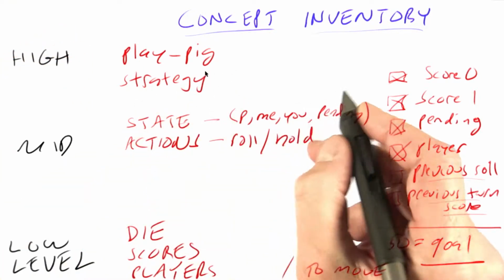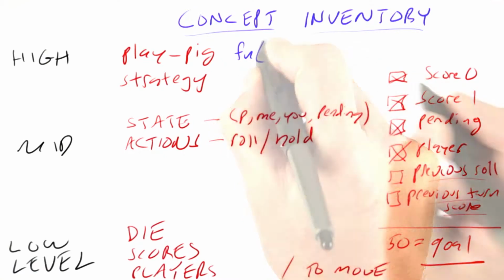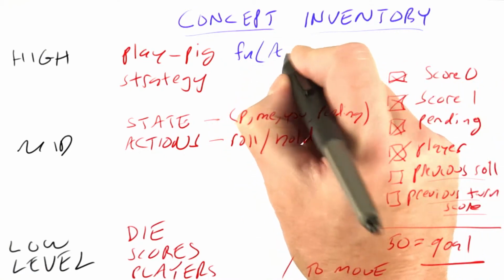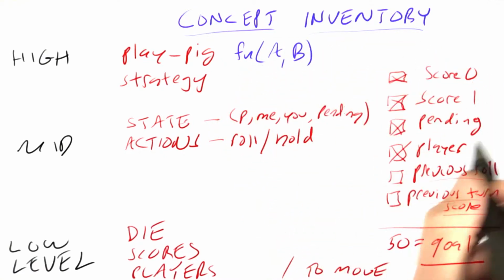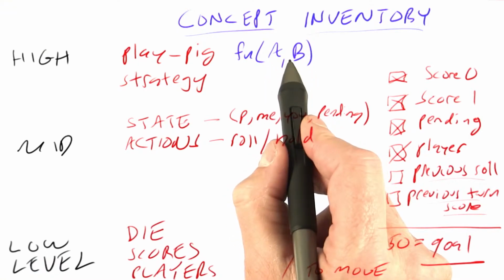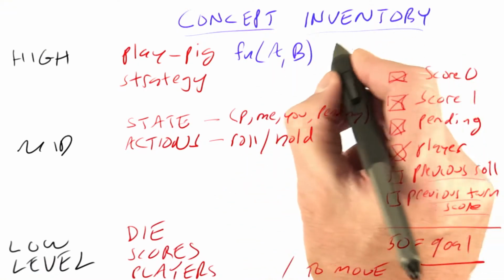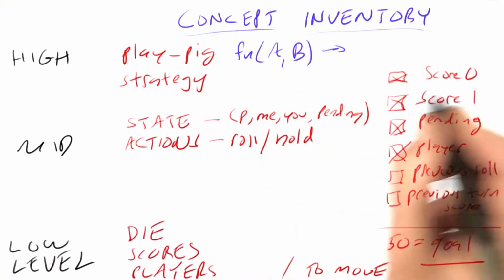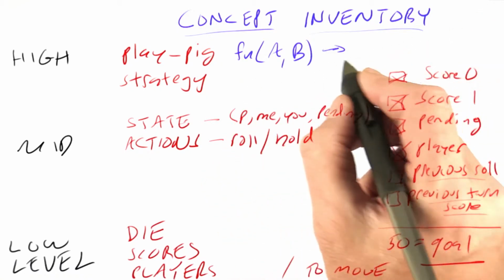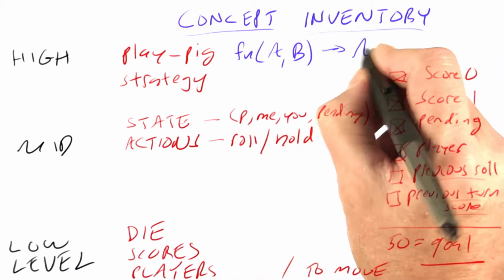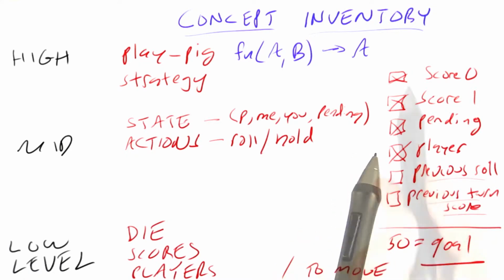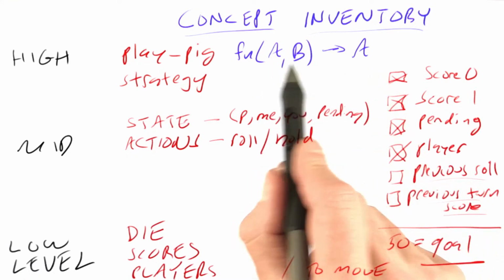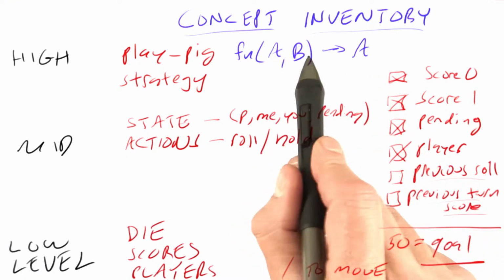Now, what's playPig? Well, I think that's going to be a function, and let's just say that its input is two players, A and B, and we haven't decided yet how we're going to represent those. And its output is, let's say, the winner of the game. Maybe A is the winner. And we'll have to make a choice of how we represent these players.